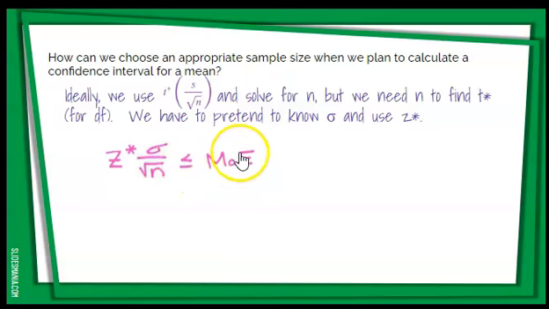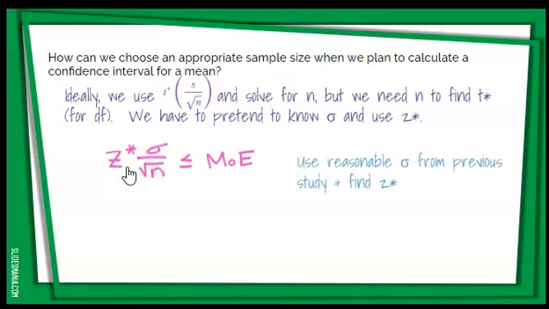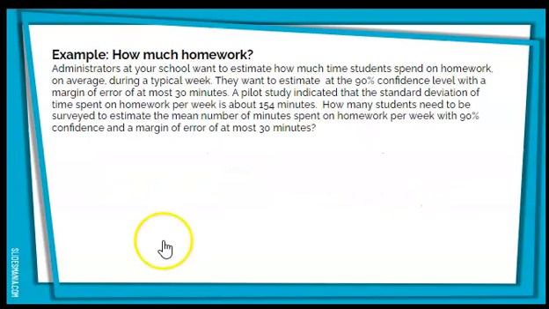So it's just tricky because if you're asked to find sample size with a means problem or averages, you revert to using Z star. Okay? Now, we use a reasonable sigma from a previous study to find it. All right, let's look at this example.